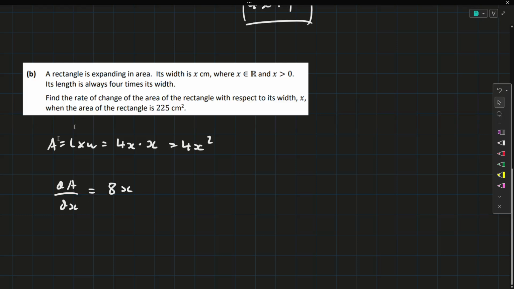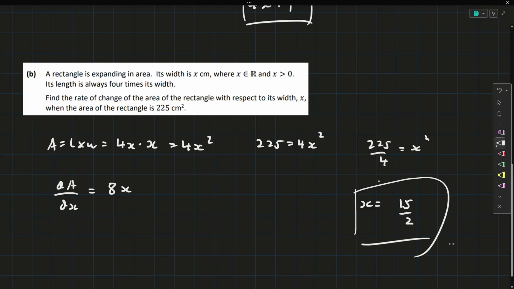Now the problem with this equation is that to figure out what dA/dx is, we need to know what x is, but they tell us what the area is. So how can we figure out what x is? Well, we know that the area is 225, and we know that the area is also equal to 4x squared, so we can figure out what x is, and then sub it in to figure out what dA/dx is. So dividing both sides by 4, we get 225 over 4 is x squared. And square rooting both sides, and x is positive, the question tells us that. So x will be equal to 15 over 2, because you just square root the top and the bottom separately. That's a rule of square rooting fractions.